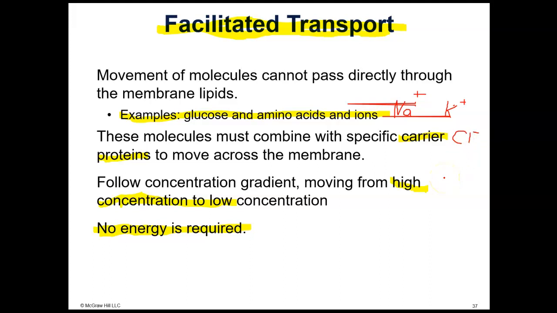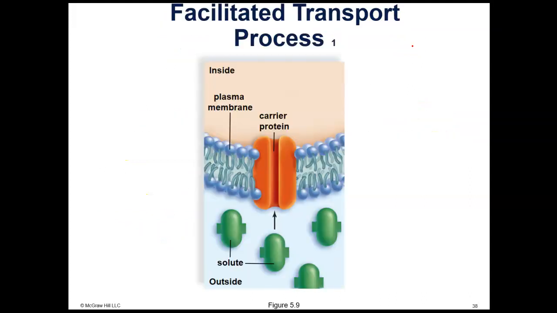Any of those that have a charge, or even a molecule that has a charge, are going to have to use a carrier protein or a channel protein to move across the plasma membrane. And they're still moving from high to low concentration, so that means with or down their concentration gradient. So there's no energy required. This is a passive process, but it's called facilitated transport.